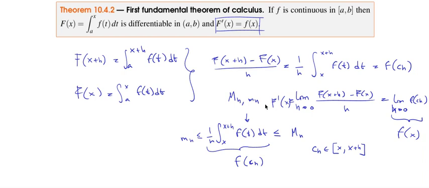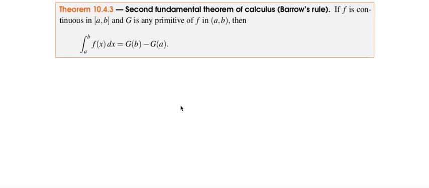Okay, so this means that in order to find the integral of any function, we just need to find a primitive for it. Which one? Well, it doesn't matter. Any primitive will do, and this is what the second fundamental theorem of calculus says, and it's also called Barrow's rule. If f is continuous in [a, b], and g is any primitive of f, then the integral from a to b of f is g at b minus g at a.